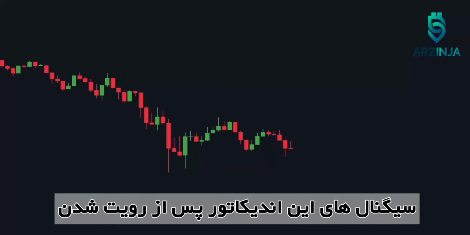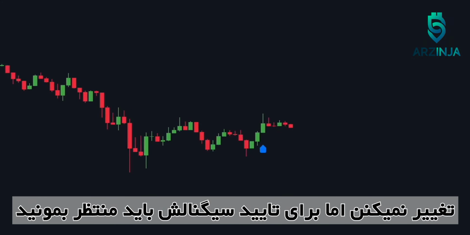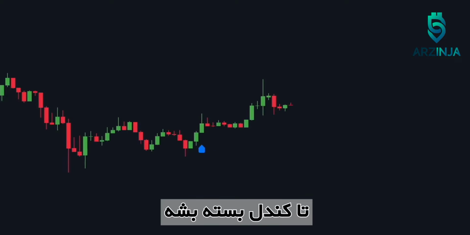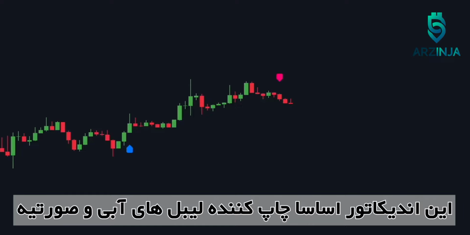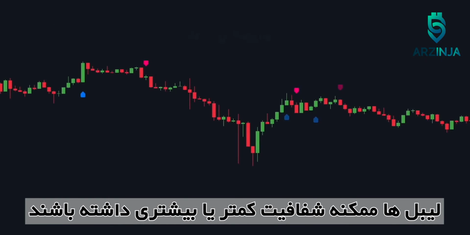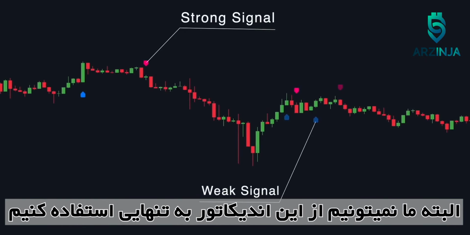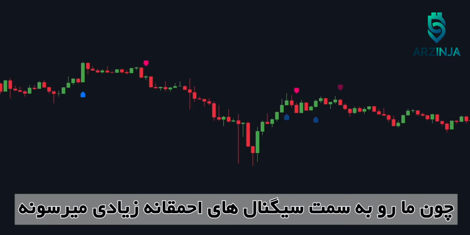This indicator is not repainting, however, you do have to wait for the candle bar to close before you can consider a signal to be valid. It is also very simple to read. The indicator basically prints blue and pink labels which are buy and sell signals. Depending on the strength of the signals, labels may have lower or higher opacity. Of course, we cannot use this indicator on its own as this will lead to a lot of false signals.